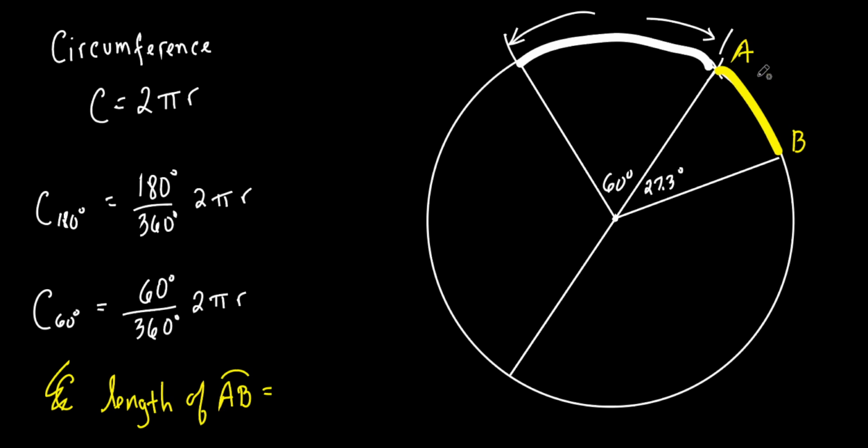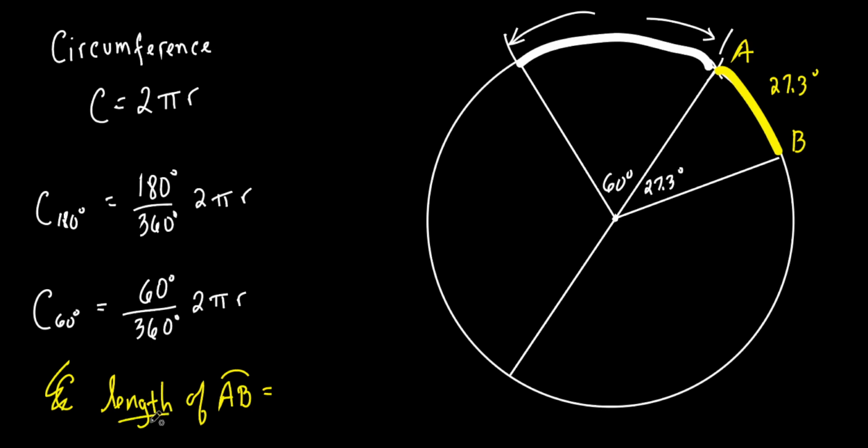Okay? So there's AB, all right? The angle is the same as this angle, right? So this arc is 27.3 degrees. But is that the length of the arc? Is 27.3 degrees the length of it? No, it's the measure of the arc, okay?